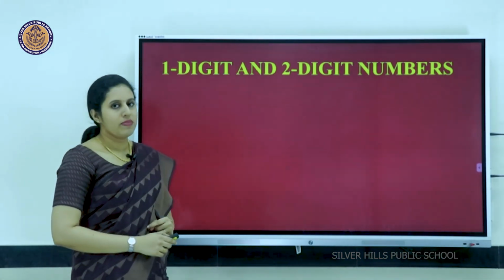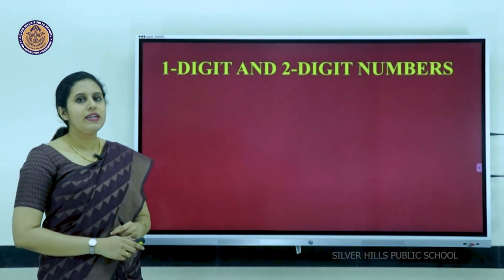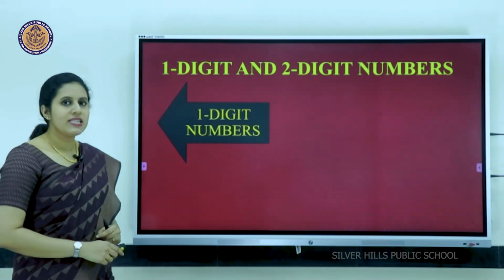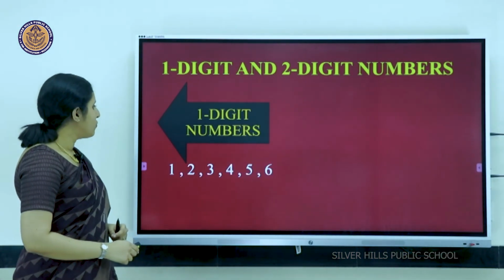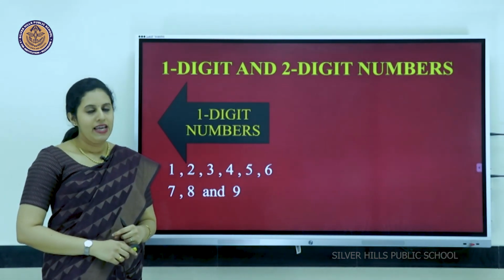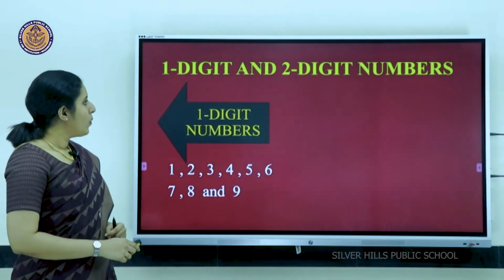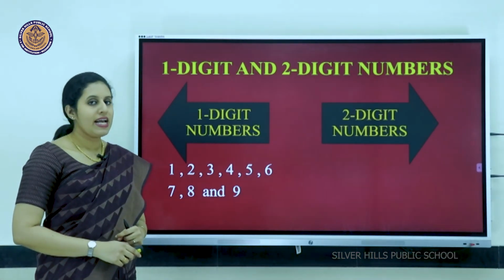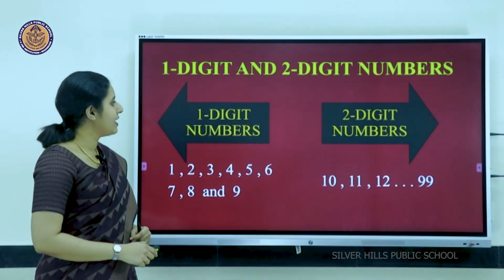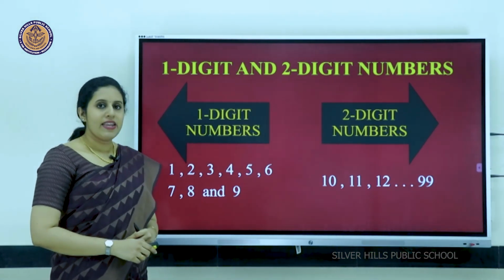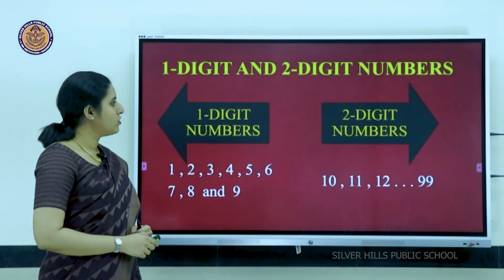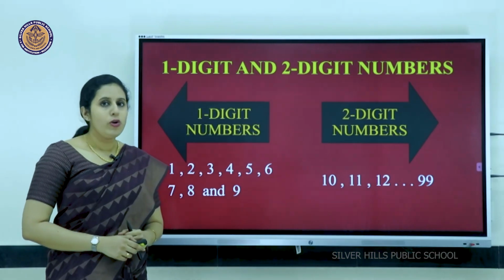One-digit and two-digit numbers. This you have already learned and you know what one-digit and two-digit numbers are. What are one-digit numbers? Yes, 1, 2, 3, 4, 5, 6, 7, 8 and 9. These are the one-digit numbers. What about two-digit numbers? As the name says, it has two digits, right? So, we will start with 10, 11, 12 and the numbers will go on up to 99. Yes, so the numbers from 10 to 99 are all two-digit numbers.